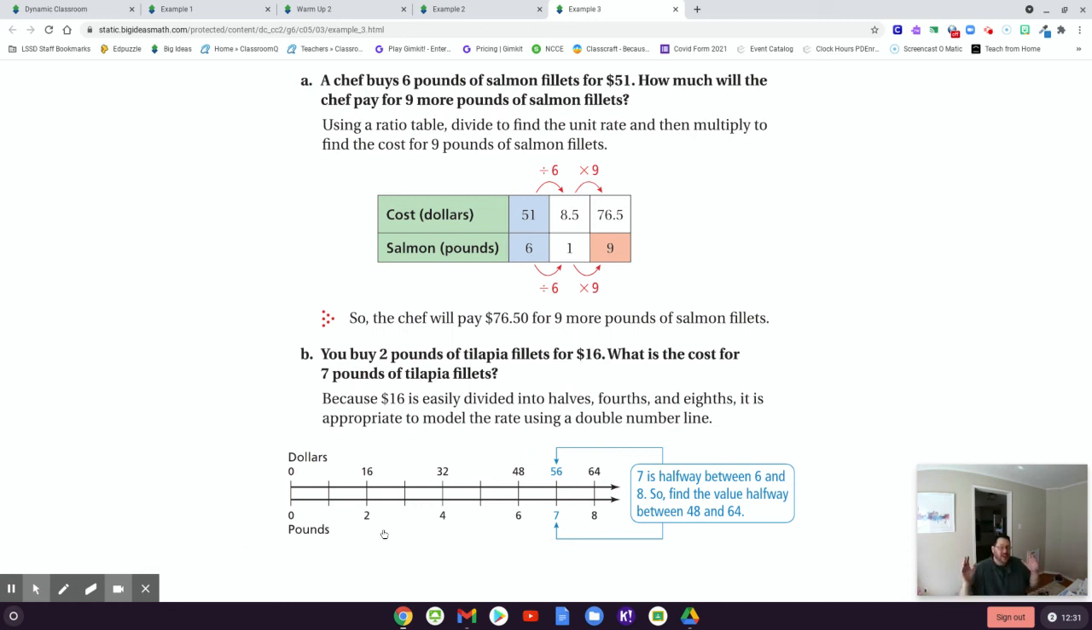My suggestion is find the unit rate first, the $8 per 1 pound, multiply by 7, and that takes you right to the answer. Okay, so as you're working through 5.3, it's all about rates. They're basically the same as ratios, except they use different units of measure.